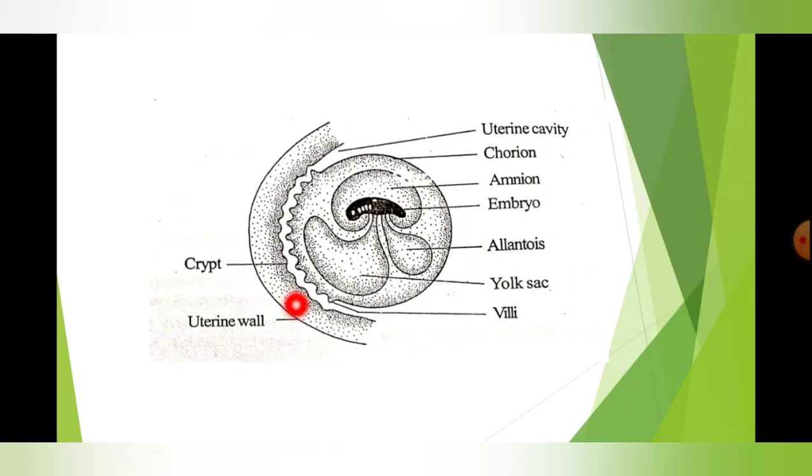This is the structure of your yolk sac placenta. Here you can see this is the uterus wall, on the mother's side. Here you will have a crypt. Usually this is the villi, the wrinkles I told you about. And this is yolk sac, this is allantois, this is the embryo, this is the amnion, this is chorion, and this is uterine cavity.